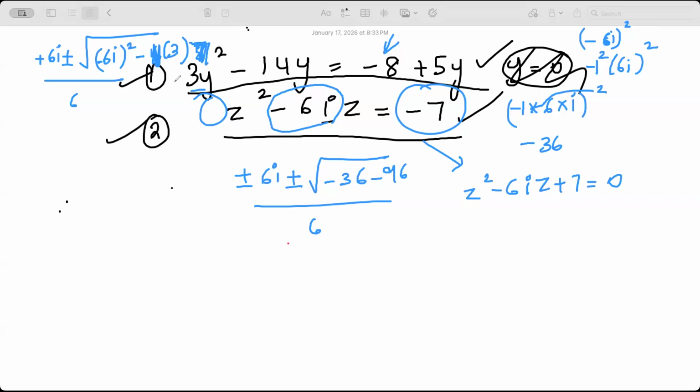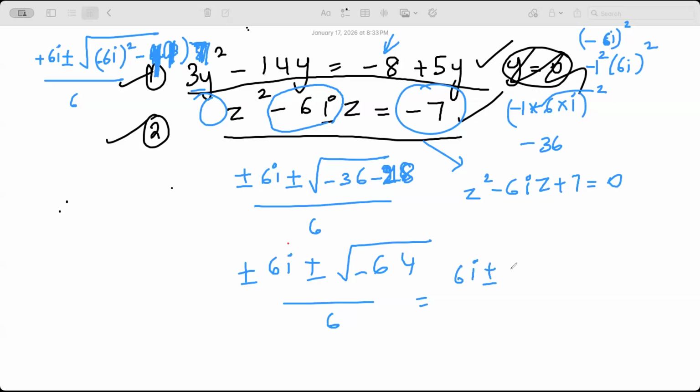Right? Now, wait. Minus 4ac, minus 4. Okay, a is a 1. 7 fours are 28. Thank you. Now, plus or minus 6i, plus or minus 8, 14, 64, divide by 6. 6i plus or minus 8i divide by 6. 14i by 6 or minus 2i by 6.